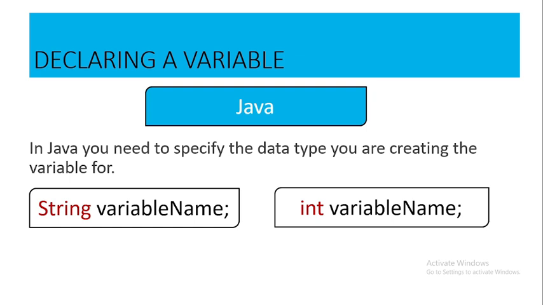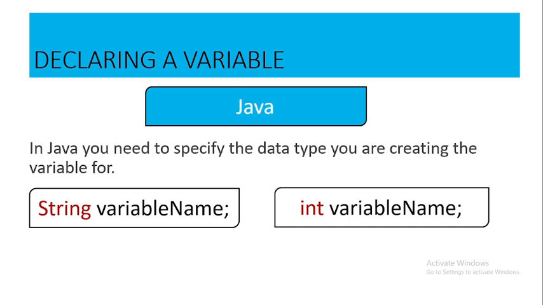So what does it mean? What it means is that when you create a variable or when you declare a variable with the int keyword, you cannot put any other data type inside this particular variable or this container that you have created with the int keyword. So that is what is meant by, in Java, you need to specify the data type you are creating the variable for.